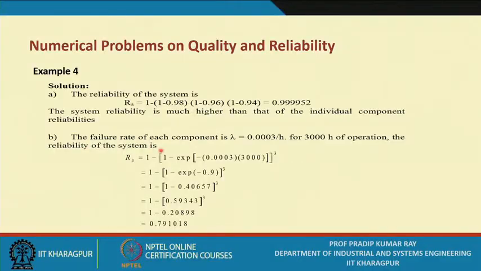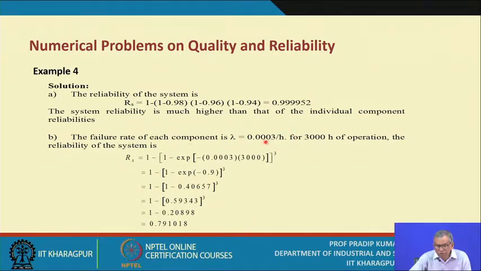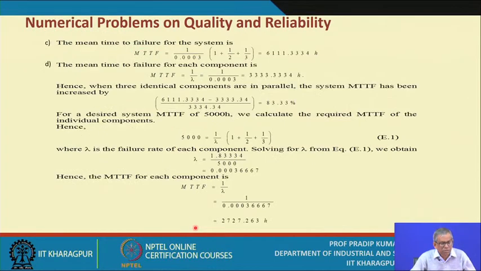Now the next part: the failure rate for each component is 0.0003 per hour, that is the value of lambda. For 3000 hours of operation, the reliability of the system is 1 minus (1 minus e to the power minus lambda t), where lambda is 0.0003 and t is 3000, and there are 3 identical components in parallel, so it is to the power 3. Ultimately you get the value of 0.791018. So this is the system's reliability.